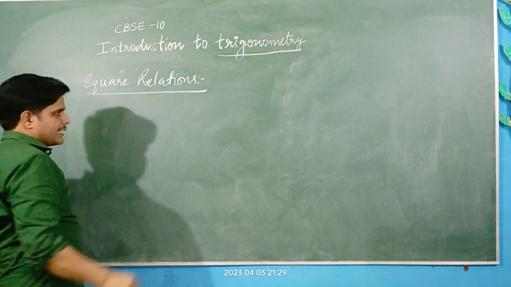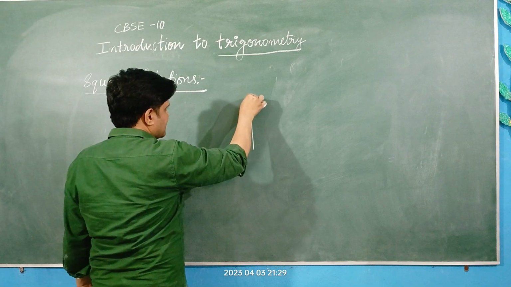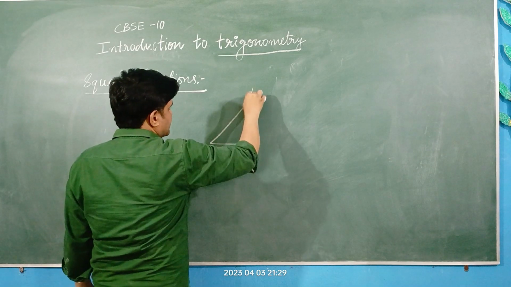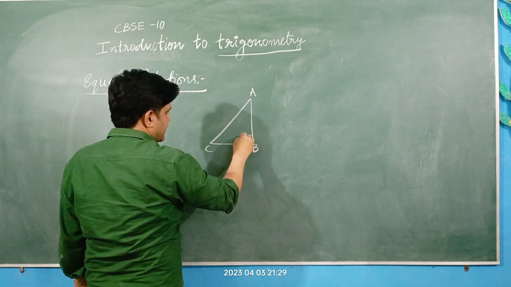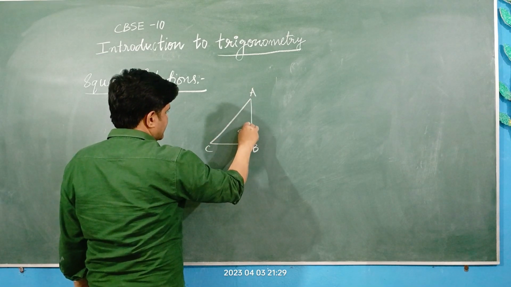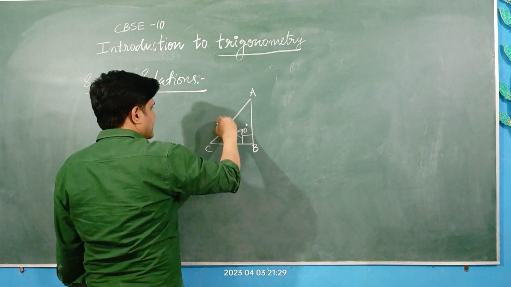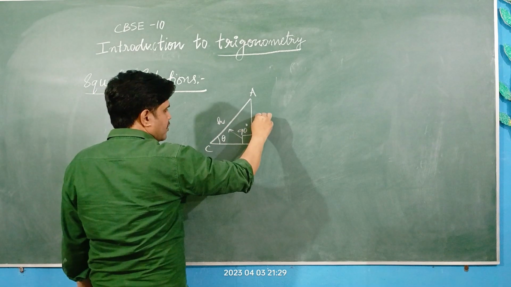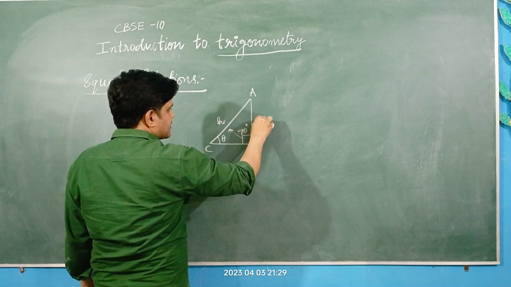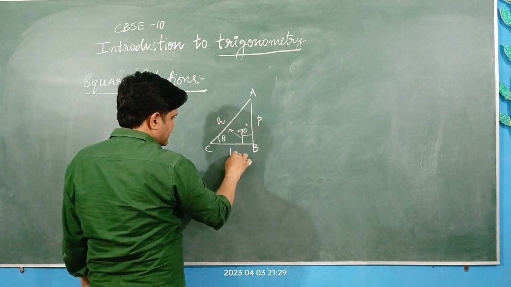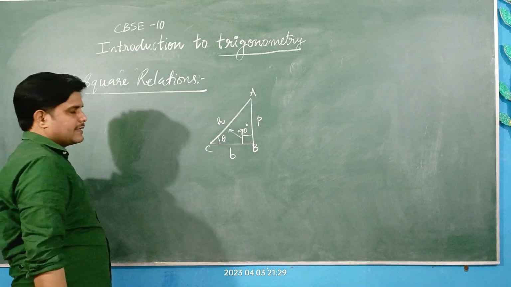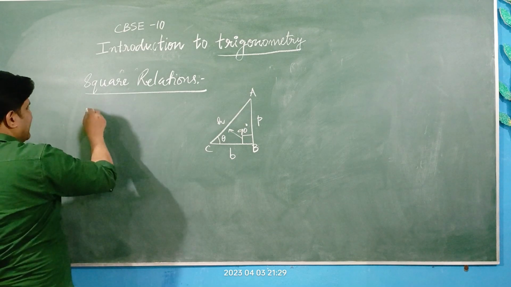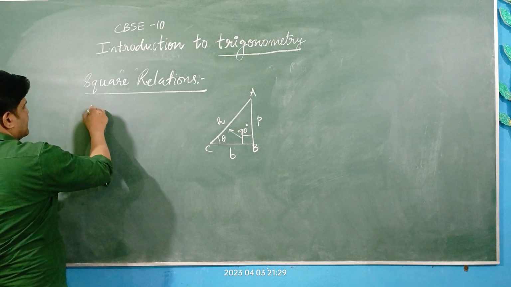In square relations, I'll just draw the triangle once again so that the proof is very clear to you. Let's name it B, this is A, this is C. This is right angle at B, so it is 90 degrees. Side opposite to 90 is hypotenuse. If I see theta as my point of observation, this is opposite or perpendicular, so this is P, this is adjacent or base. So we have the triangle like this.